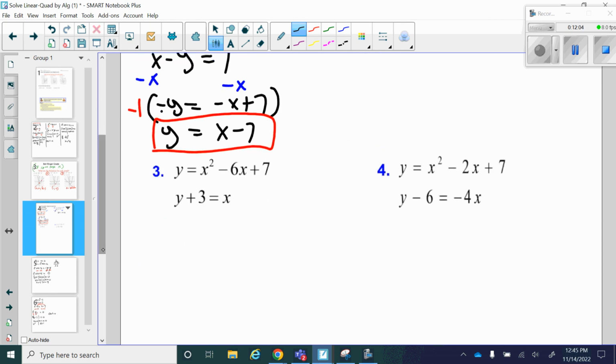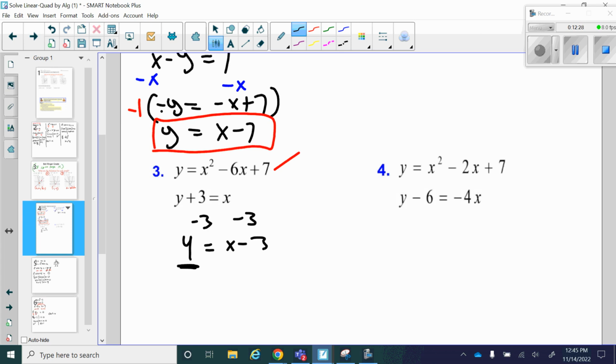Oh, there's 2 more. Okay. So number 3 is, okay, this one is good. I'm not going to mess with that equation because y equals this one. All I'm going to do is minus 3 on both sides, and that's going to give me y is equal to x minus 3. So now I have y is equal to here.